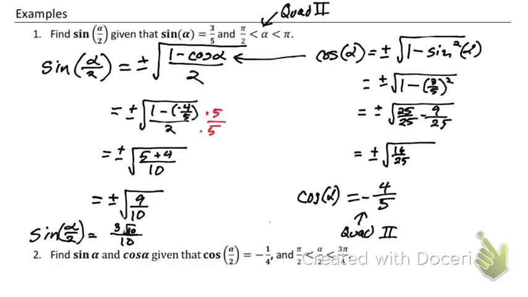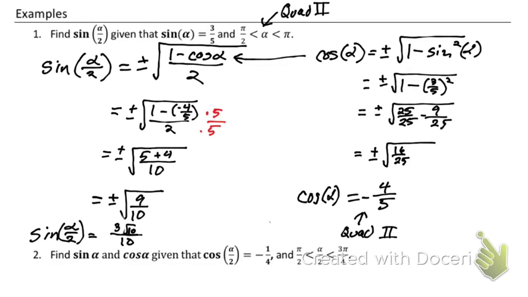Here's where it gets a little dicey. Alpha is in quadrant 2. We are dividing alpha by 2. So picture my alpha being 100 degrees. 100 degrees is in quadrant 2. But half of that's 50. 50 is in quadrant 1.